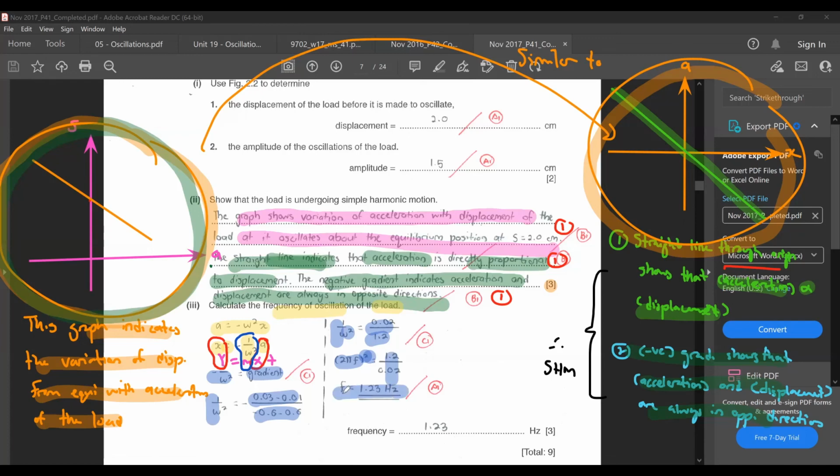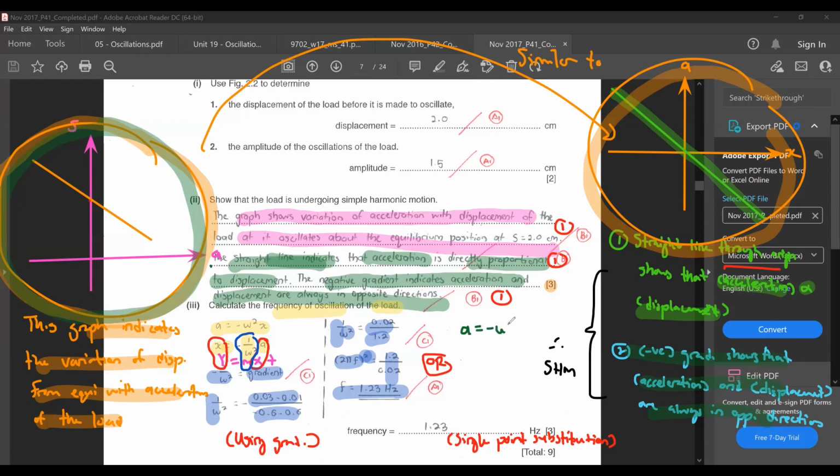Okay, so this one seems a bit convoluted. It seems a bit complicated to do. This one is one way of doing it, using the gradient. You can actually use another way. You can use single point substitution.